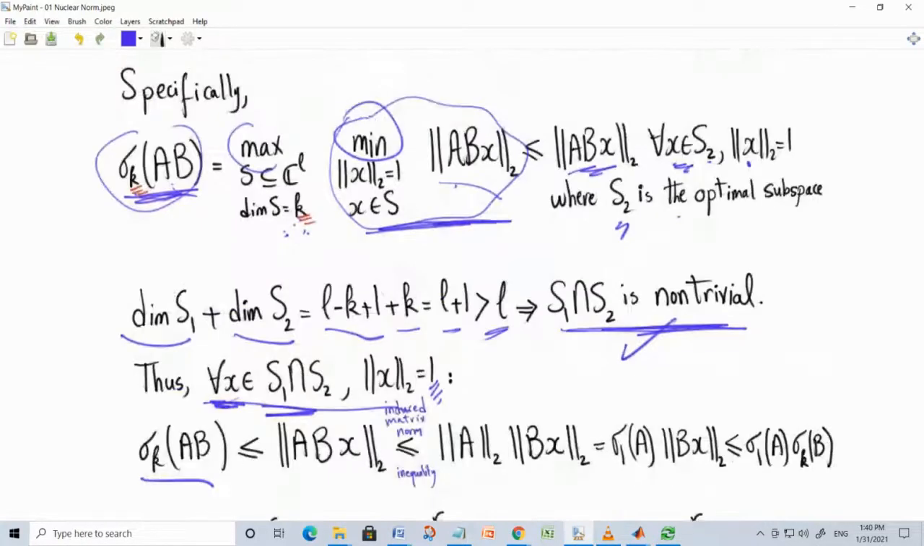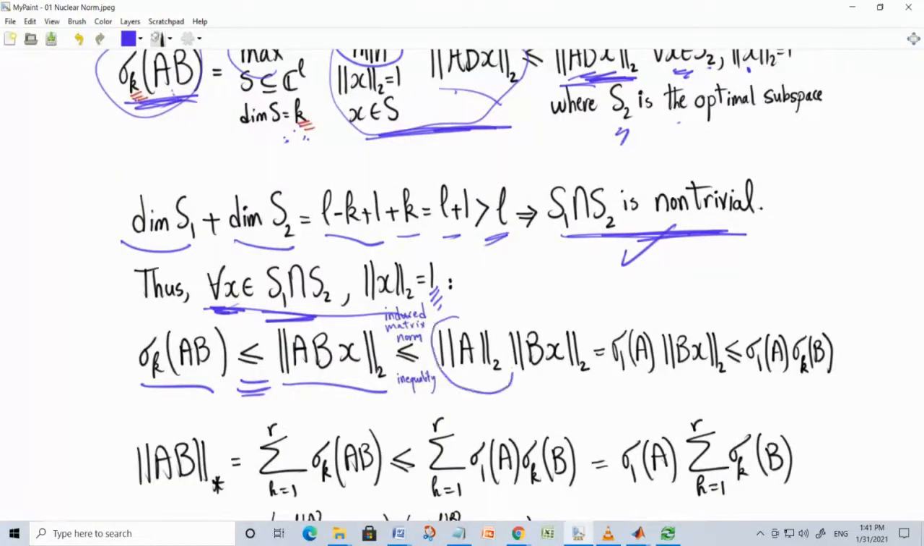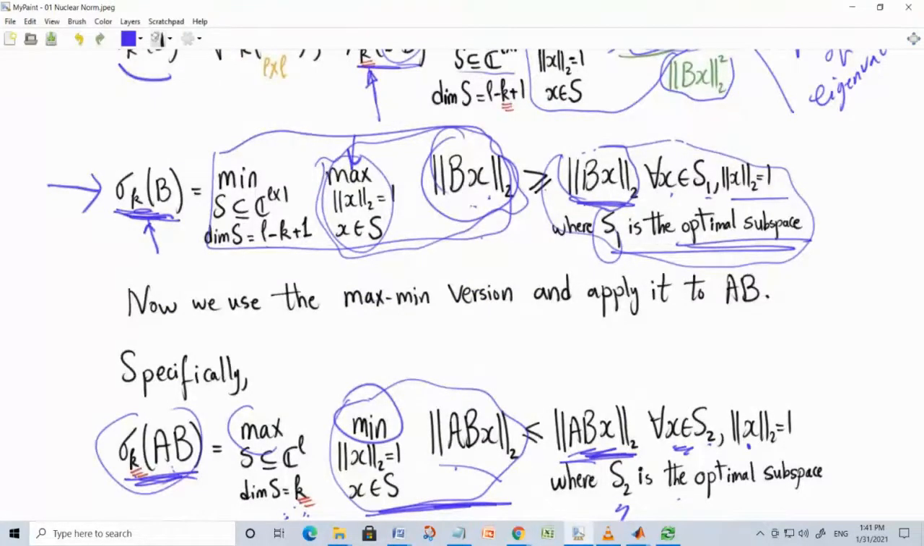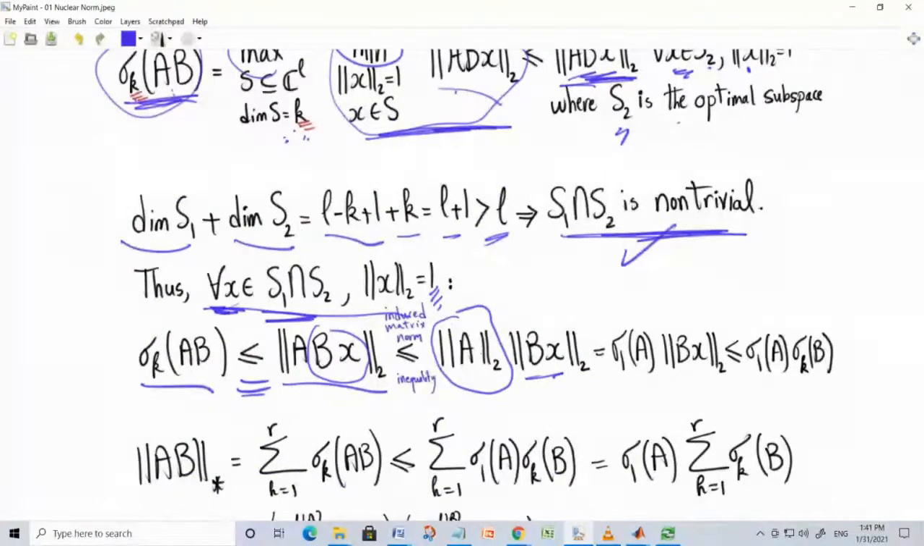Sigma k of AB is less than or equal to this L2 norm. Because here we used the max-min formulation, and in the max-min formulation, if you fix a subspace, you minimize. So you get less than or equal to. So here we will have the L2 norm of AB multiplied by x. But the L2 norm of AB multiplied by x, as we did in the previous lecture, is less than or equal to the L2 norm of A, which is the maximum singular value of A, multiplied by the L2 norm of this vector, which is Bx. But from above, the L2 norm of Bx is less than or equal to the kth largest singular value of B.